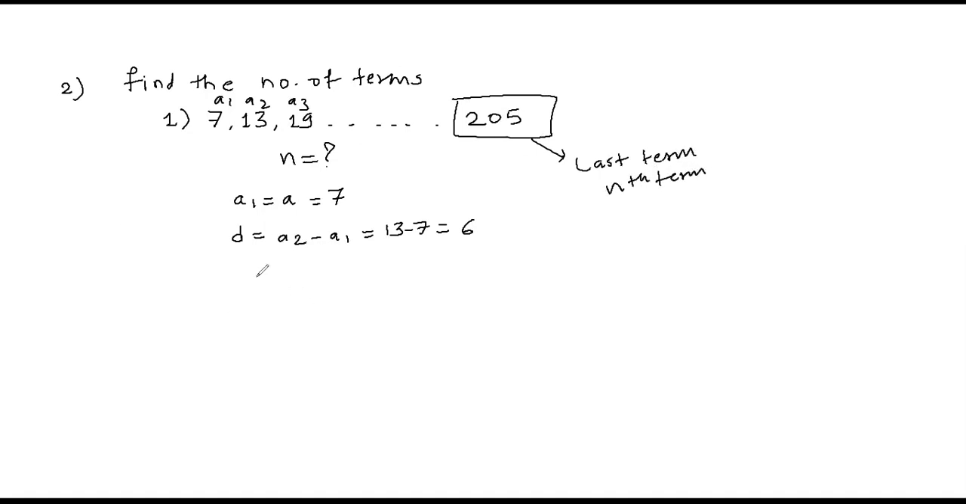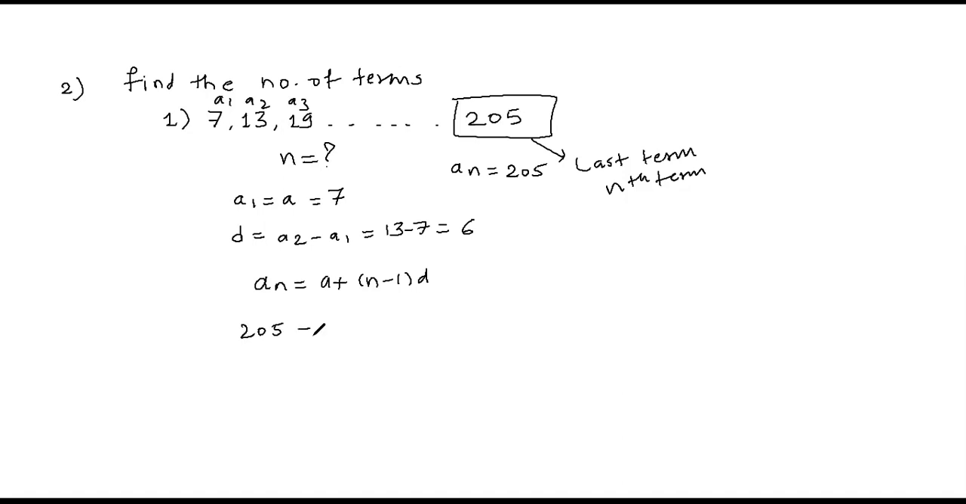So you can use the formula for the nth term: an is equal to a plus (n minus 1) into d. Now just be careful that this is your last term, that is the nth term. It means the value of an is equal to 205. We'll just put all the values over here and find the value of n.